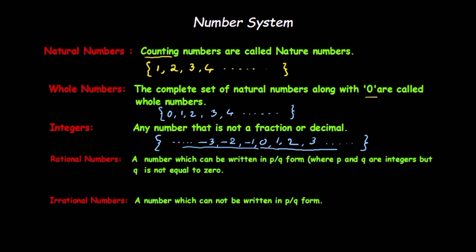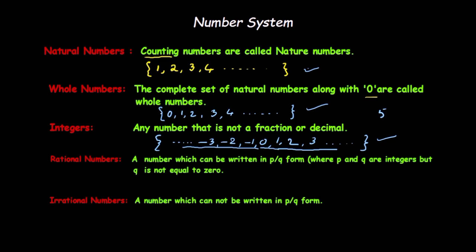So what do you know about the integers? The natural numbers are a subset of the whole numbers, and the whole numbers are a subset of the integers. So for the number we are taking, for example 5, the 5 is a natural number and a whole number, and it is an integer also.